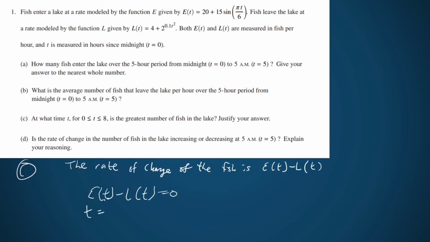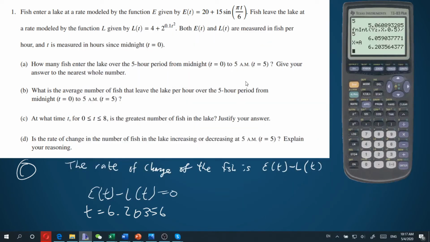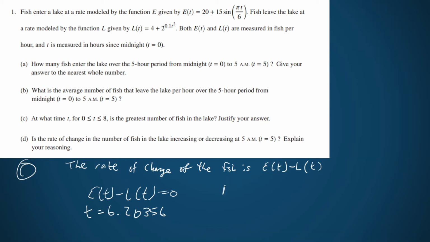That was 6.20356. Okay. And then we need to prove that that is a maximum and not a minimum. Let me throw this up again. How can you prove it? Because it changes from positive to negative. Okay.